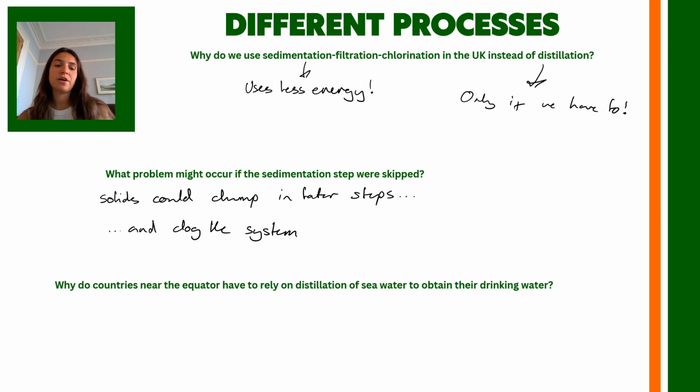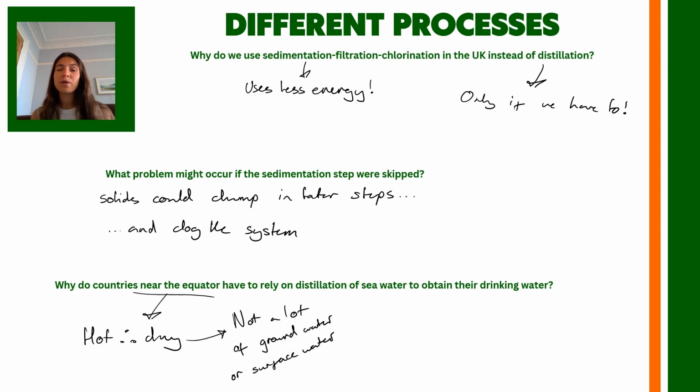And why do countries near the equator rely on distillation of seawater to obtain their drinking water? As we said, it's quite hot and dry. Don't have a lot of ground or surface water. Surface water is the water that comes from like rivers and lakes, and groundwater is water that gets trapped in rocks under the ground. Okay, and so you might have to use seawater, or they might be forced to use seawater, and so this distillation process is the only process they can go through.